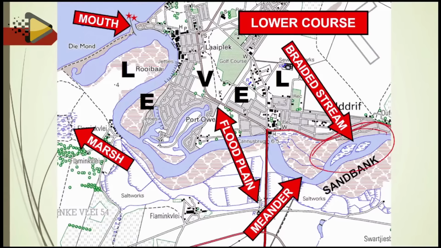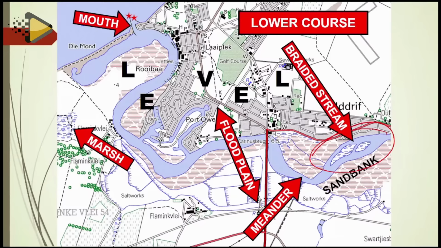So don't confuse braided streams with your deltas. Your braided streams, the river is going to break. Now, this is the lower course I was saying. You must be careful when you're looking at the braided stream as compared to deltas. So this is a river in its lower course.